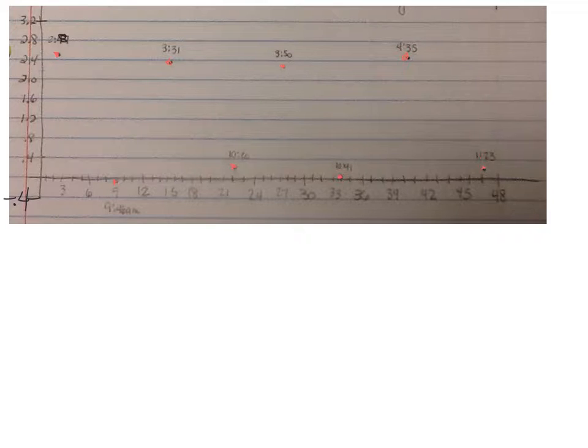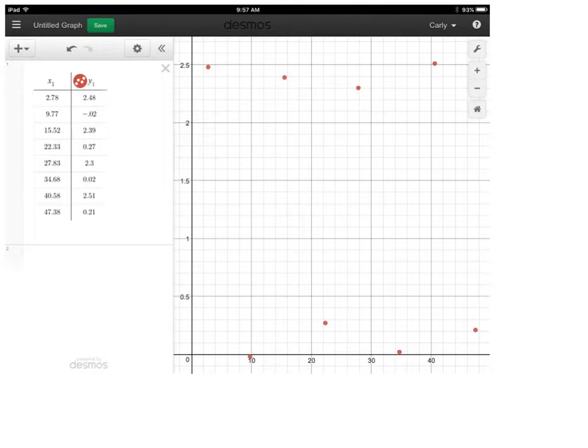Okay, so that was question A. Question B, oh, actually no, pause. I'm going to go ahead and graph this on Desmos. Okay, here you'll see what I've done in Desmos. You can create a table by just hitting this button. It's a drop down, and you can select table, plug in your x and y values, and we've got a scatter plot here. It's pretty awesome.